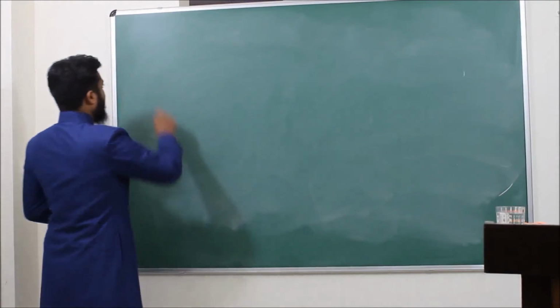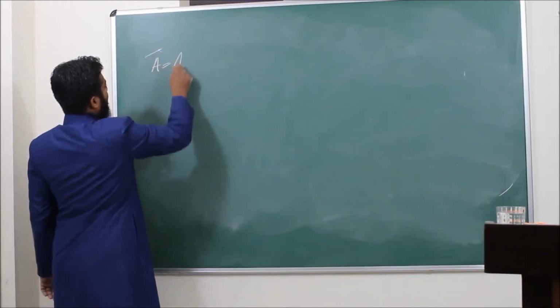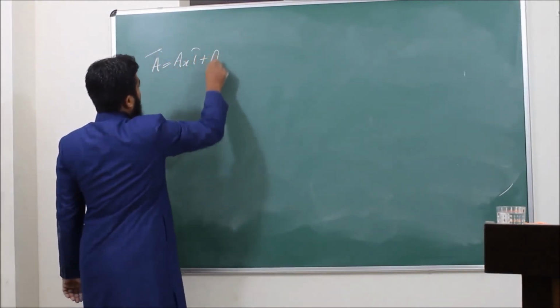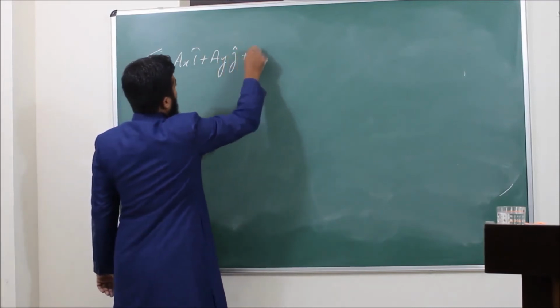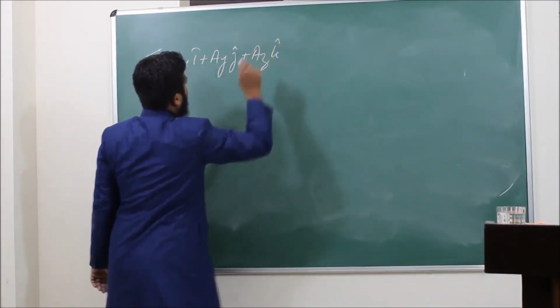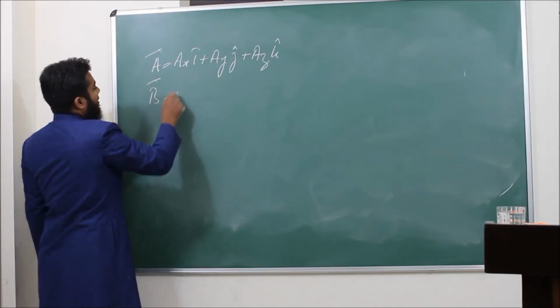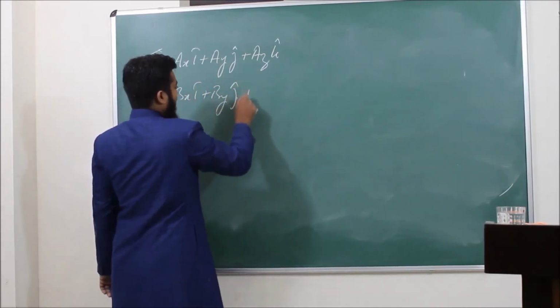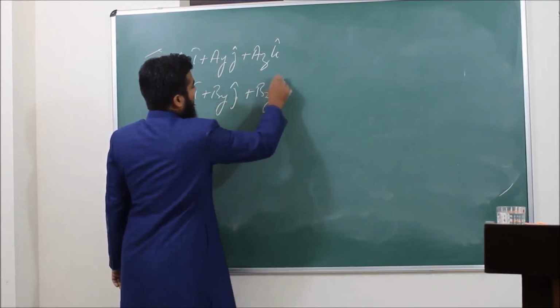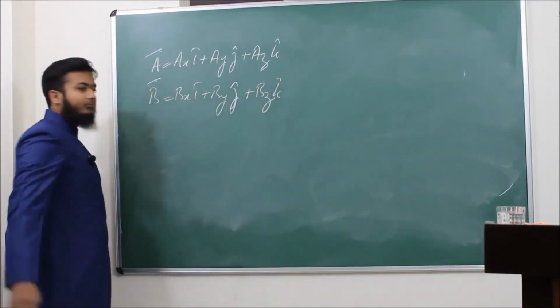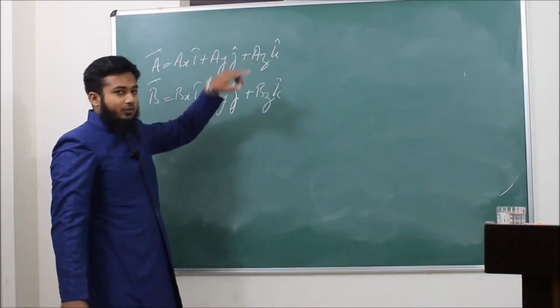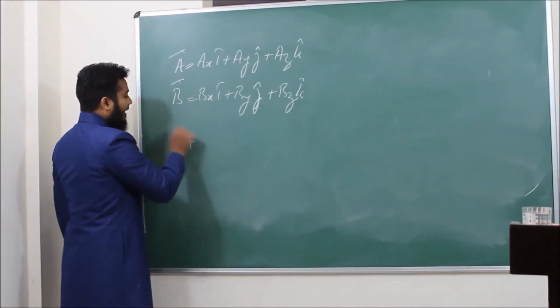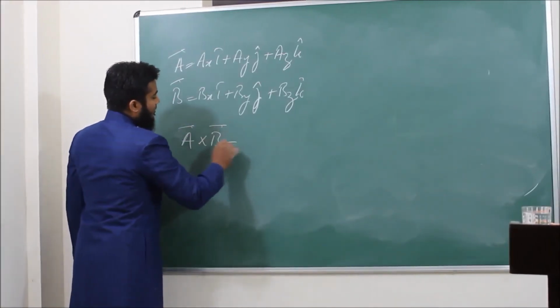Say we have two vectors, A as AX i cap, AY j cap, and AZ k cap, and another vector B as BX i cap, BY j cap, and BZ k cap. And we have to take the cross product of these two. So we will write A cross B.